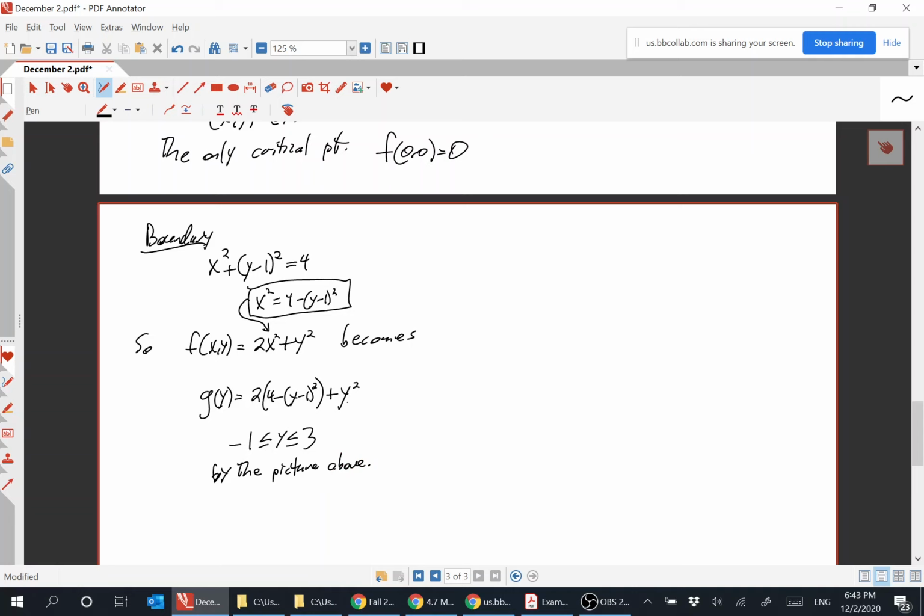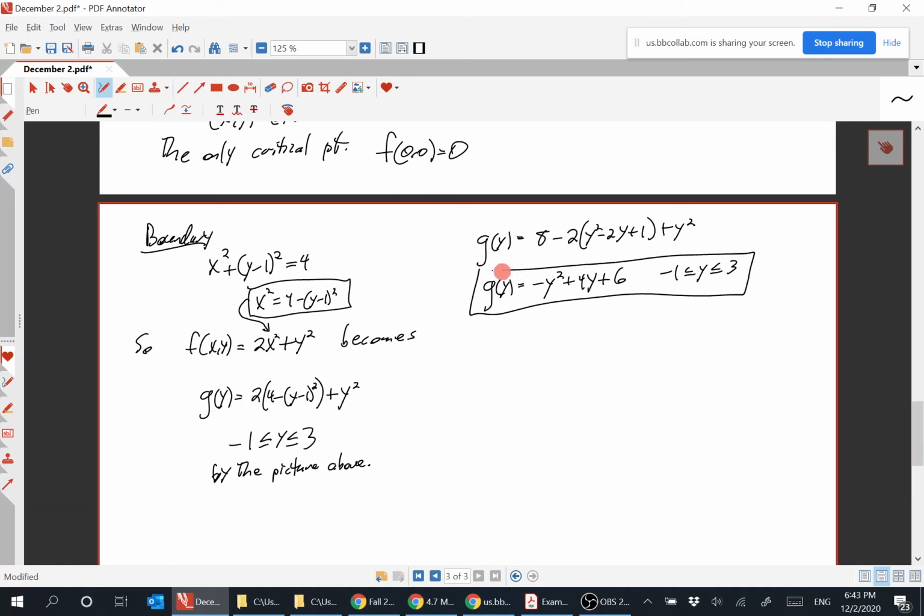All right, so let's simplify this. It's just a quadratic polynomial. So g of y is just equal to 8 minus 2 times (y squared minus 2y plus 1) plus y squared. So I have y squared minus 2y squared, so that's minus y squared, and plus 4y minus 2 plus 8, plus 6. Right? With minus 1 less than or equal to y less than or equal to 3. So that's a single variable function on a bounded interval.